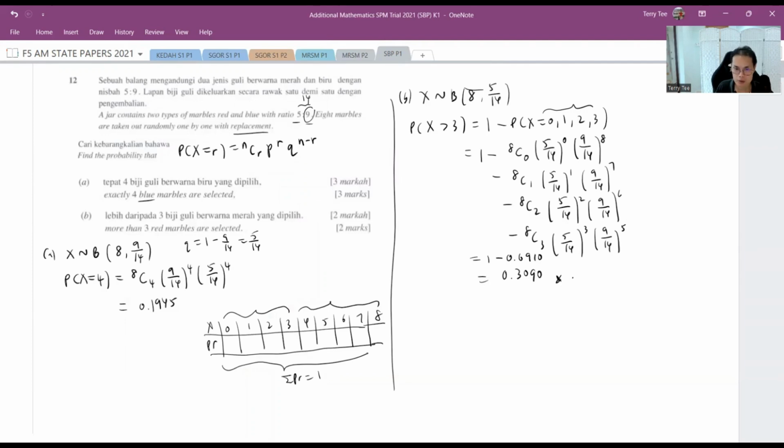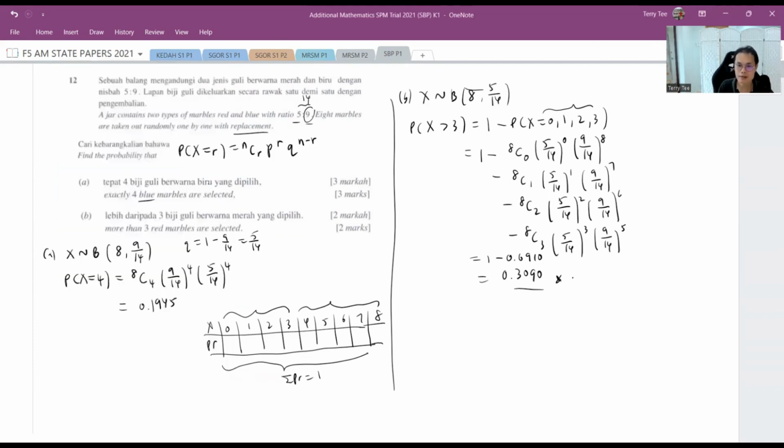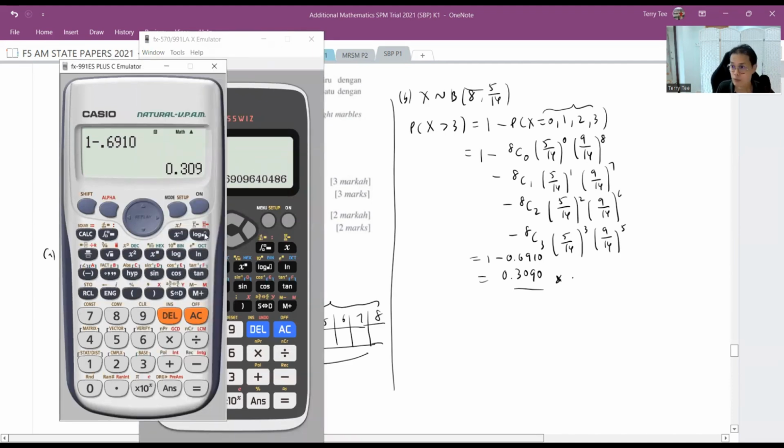That means we are doing 1 minus 0.6910. Now, just use a calculator. What is 1 minus 0.6910? Well, they're getting 0.3090, which is exactly the same as what we have here, right? So you either use a cumulative, like what I did here, then do 1 minus, or you can use the summation function. You just add from 4 to 8, right?